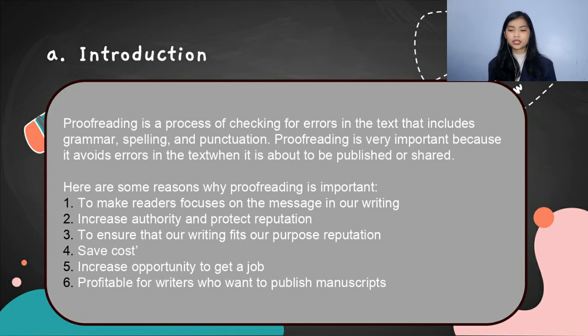The third is to ensure that our writing fits our proper punctuation. This has a big influence on how we interpret a sentence. Example: a woman, comma, without her man, comma, is nothing. It's different from: a woman, comma, without her, comma, man is nothing. These two sentences have the same wording, but due to the different placement of commas, the meaning of the two sentences can become very different. So, proofreading is very important, so there are no mistakes for readers in understanding our writing.